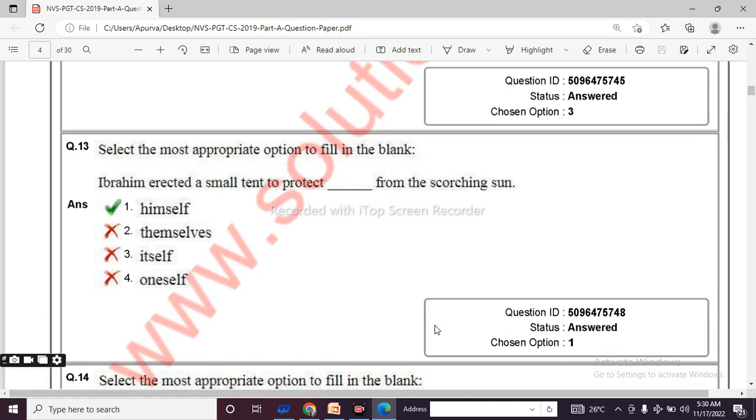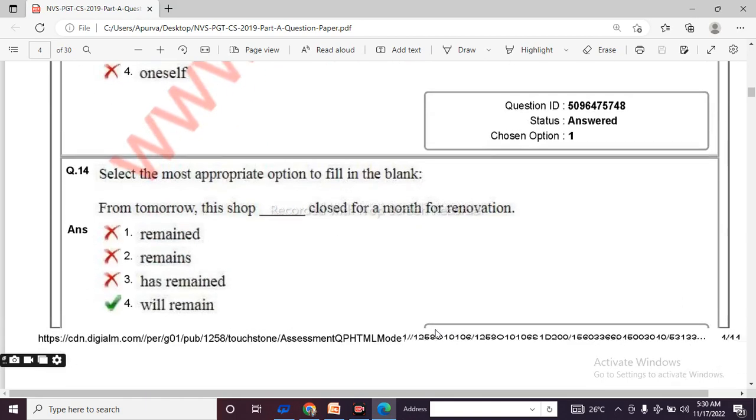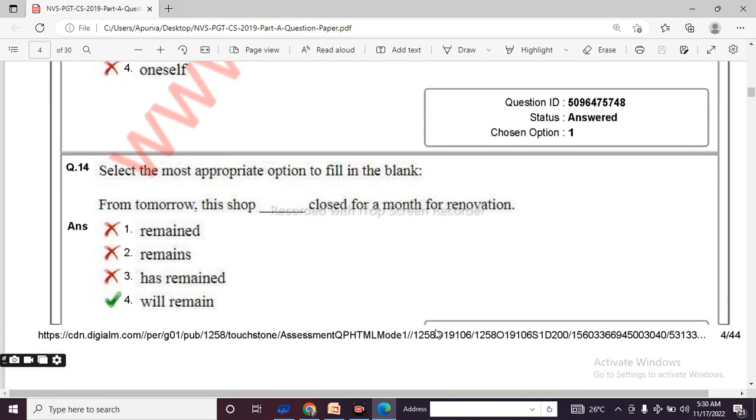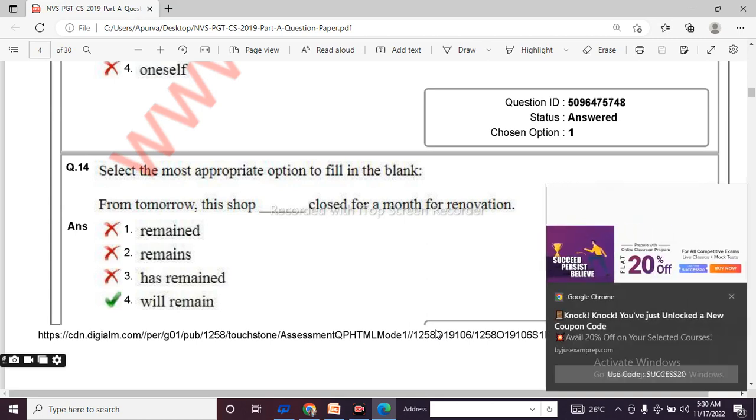Select the most appropriate option to fill in the blanks. Ibrahim erected a small tent to protect himself from the scorching sun. So, this will be the correct answer. Select the most appropriate option to fill in the blank. From tomorrow, this shop will remain closed for a month for renovation.